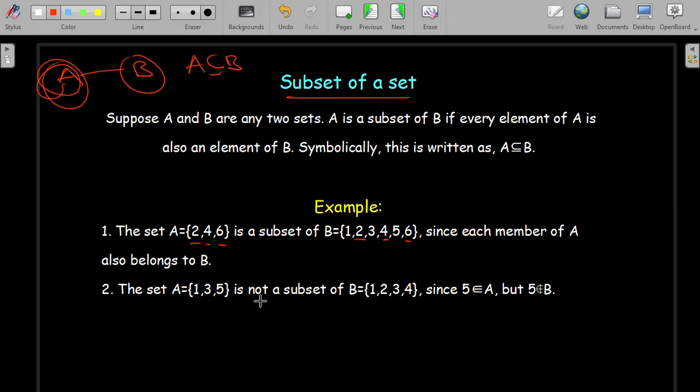On this other part though, that's not the case, because we have A to be 1, 3, and 5. Then here we have B to be 1, 2, 3, and 4. When we look at these sets, of course, 1 and 3 are also in B, but 5 is not in B. So since 5 is in A but not in B, this A cannot qualify to be called a subset of B.